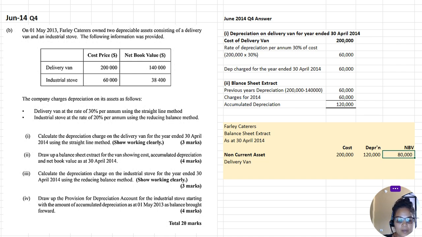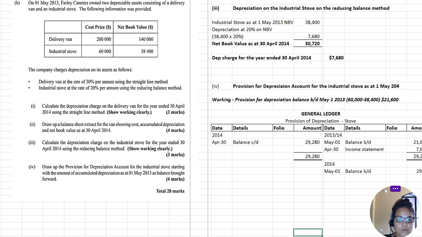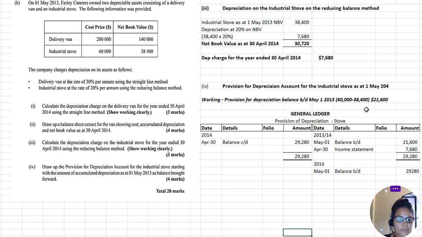Now let's look at the other 2 parts of the question, which I already completed here for you because it's a straightforward question, as I stated. Calculate the depreciation charge on the industrial stove for the year ending the 30th of April 2014, showing the reducing balance method. Show workings clearly. So once again, you have to show your workings clearly. And part 4 of this question asks you to show the provision for depreciation account for the industrial stove, starting with the amount of accumulated depreciation as of the 1st of May 2013 as a balance brought forward.